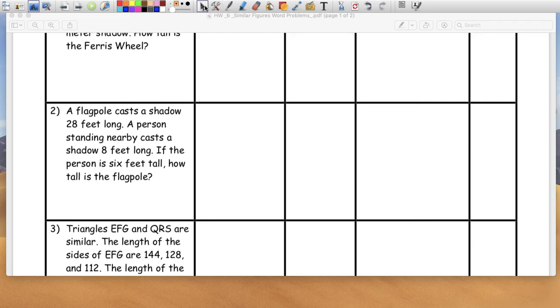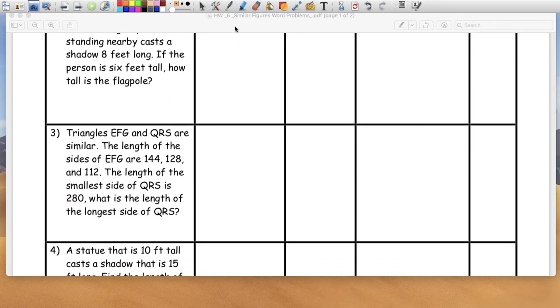Before you left today, we drew this triangle over here, and we had two triangles, EFG and the other triangle QRS. They're both similar. The lengths of the sides are 144, 128, and 112. The length of the smallest side of QRS is 280, so the smallest side on the small triangle corresponds to this side on the big triangle, which means that this is 280.